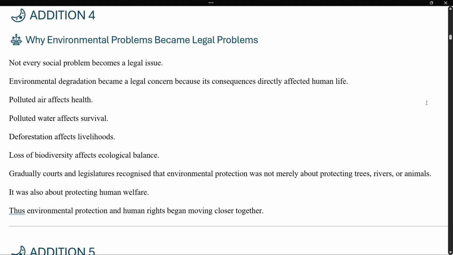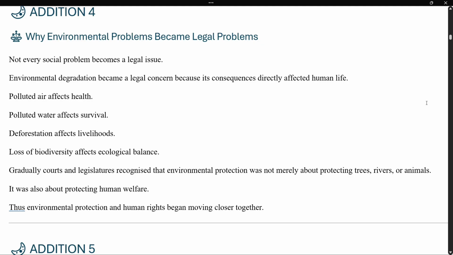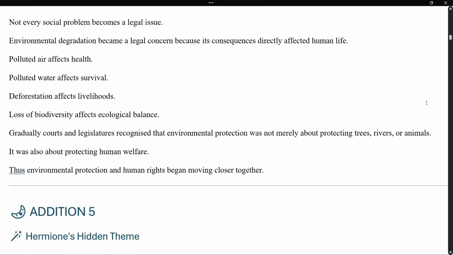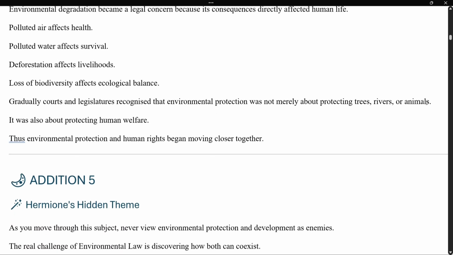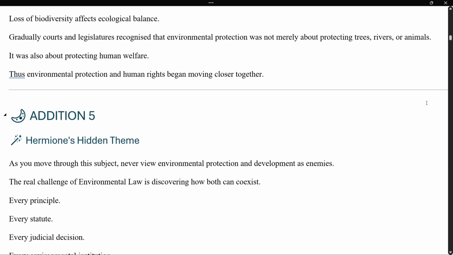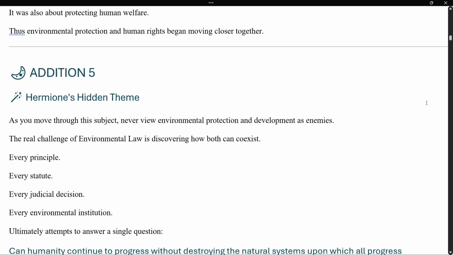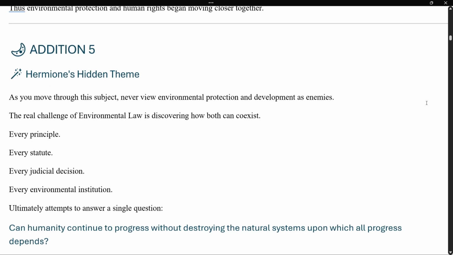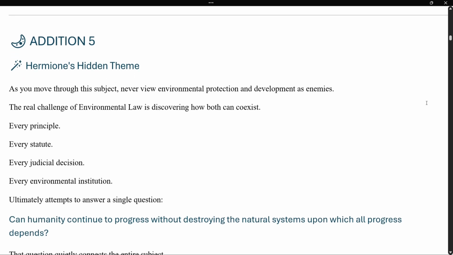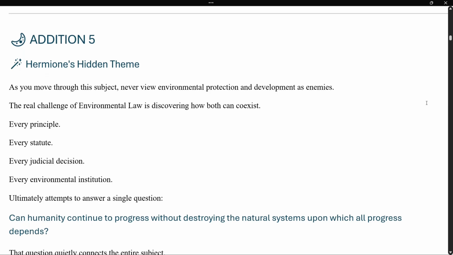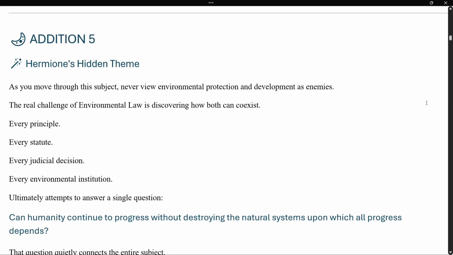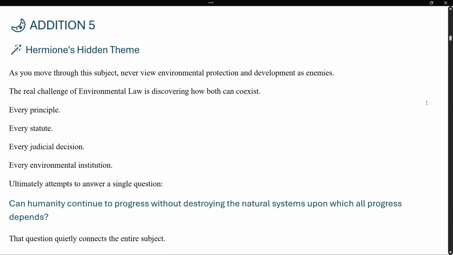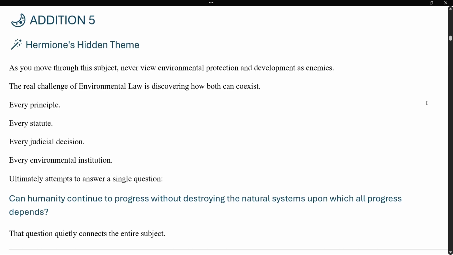Crescent Moon Edition 5: Hermione's Hidden Theme. As you move through this subject, never view environmental protection and development as enemies. The real challenge of environmental law is discovering how both can coexist. Every principle, every statute, every judicial decision, every environmental institution ultimately attempts to answer a single question. Can humanity continue to progress without destroying the natural systems upon which all progress depends? That question quietly connects the entire subject.